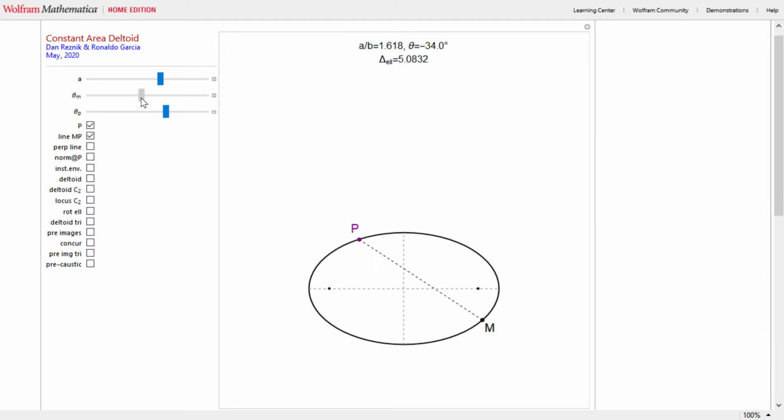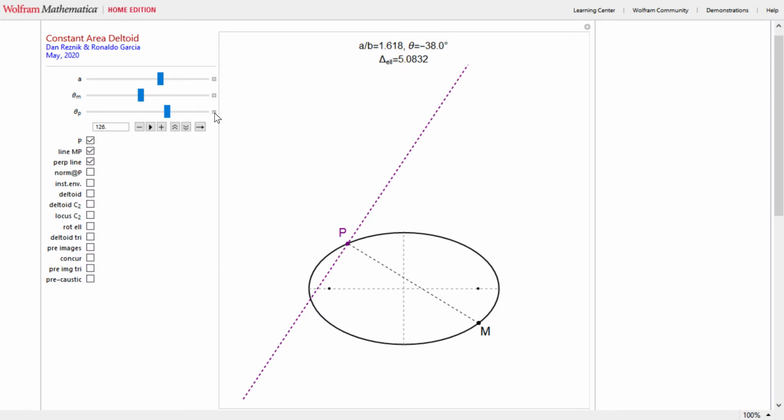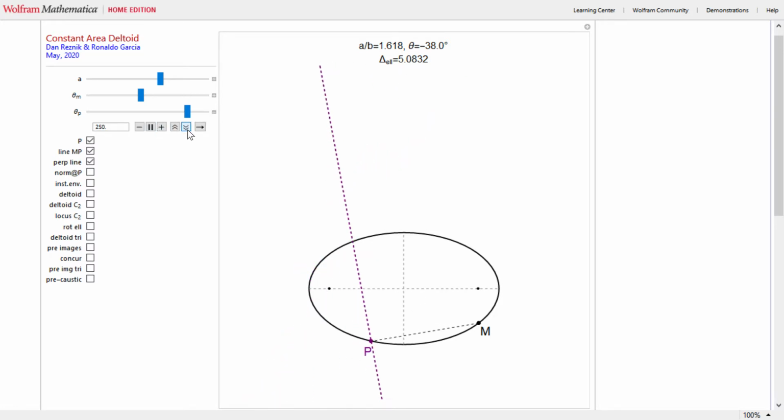If I move M, the straight line moves like so. If I move P, the same thing kind of happens. Now I'm going to draw a line that is perpendicular to MP, which passes through P. There you go. So this is a thick dashed purple line. And if I animate, for example, P's position, that line moves around like so.